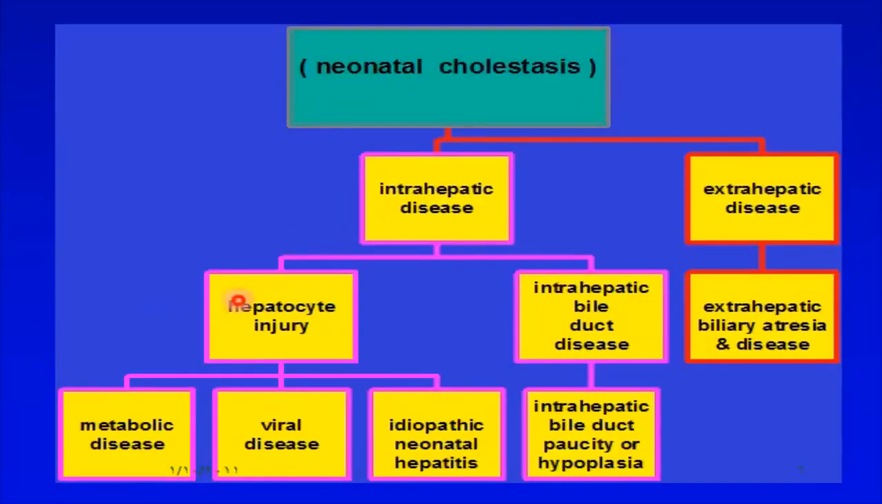Now, we can classify the causes of neonatal cholestasis into intrahepatic disease and extrahepatic disease. In extrahepatic disease, the most important is extrahepatic biliary atresia. In intrahepatic, it is either hepatocyte injury, which includes metabolic disease, viral disease, and idiopathic neonatal hepatitis. Also, intrahepatic disease may include intrahepatic bile duct disease, and the most important is intrahepatic bile duct paucity or hypoplasia.